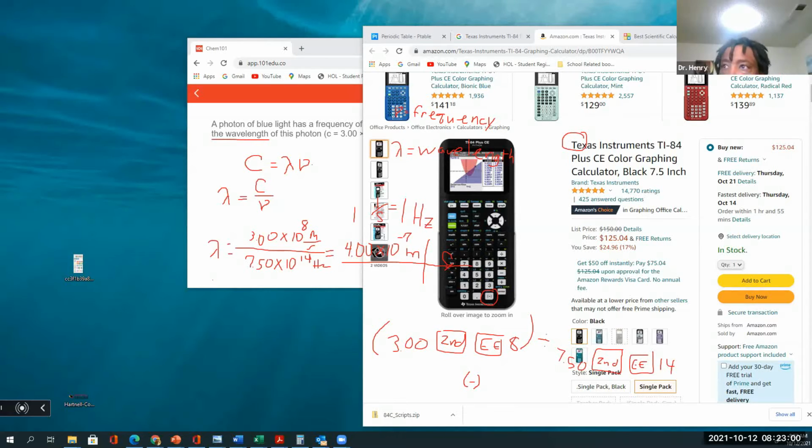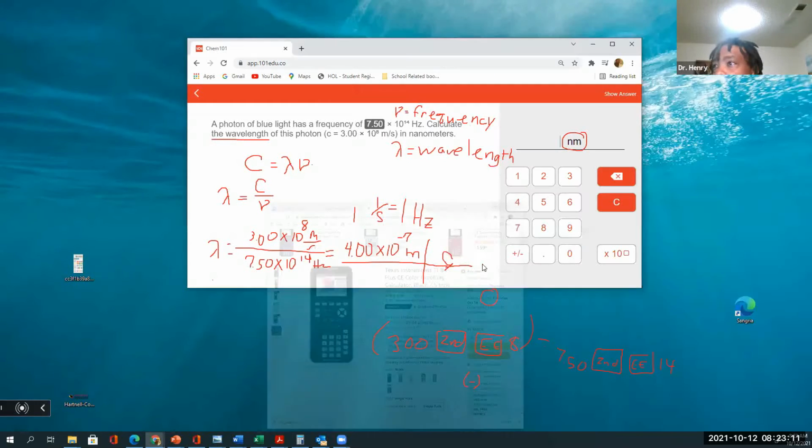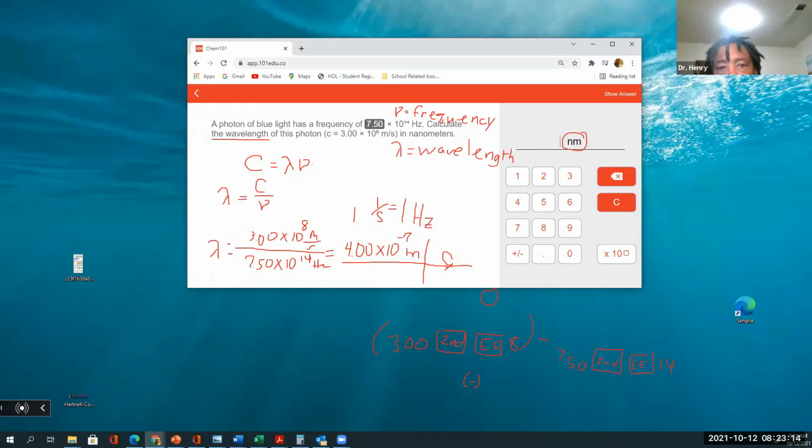Okay, so let me clear. I guess we should finish the problem too, right? If we go ahead and finish this up, what is the conversion from meters to nanometers? Does anybody remember? We talked about it in chapter 3.